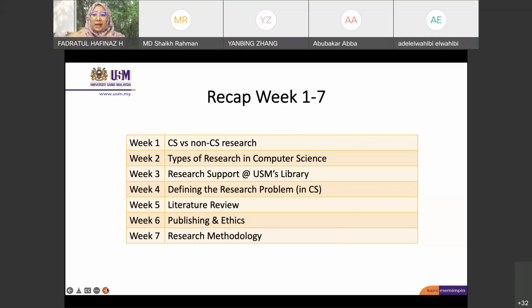So among these 7 topics, which one do you think is the most difficult? You can write the number, 1, 2, 3, 4, 5, or 7, in the chat box. Which one do you think is the most difficult for you to do as a research student? The most difficult for you to understand as a research student. You can write the numbers in the chat box.